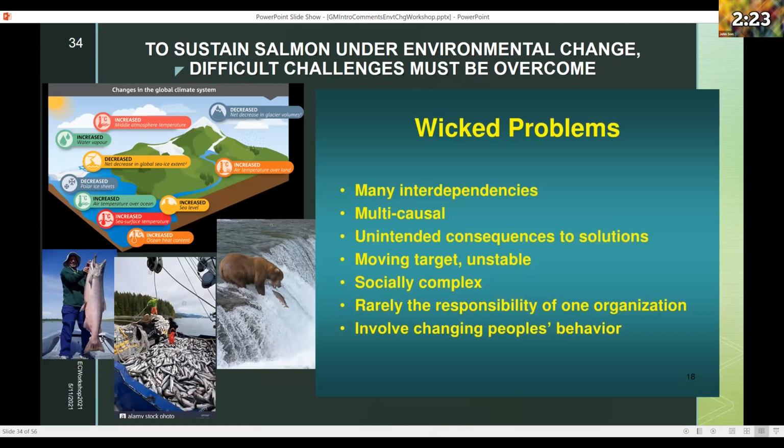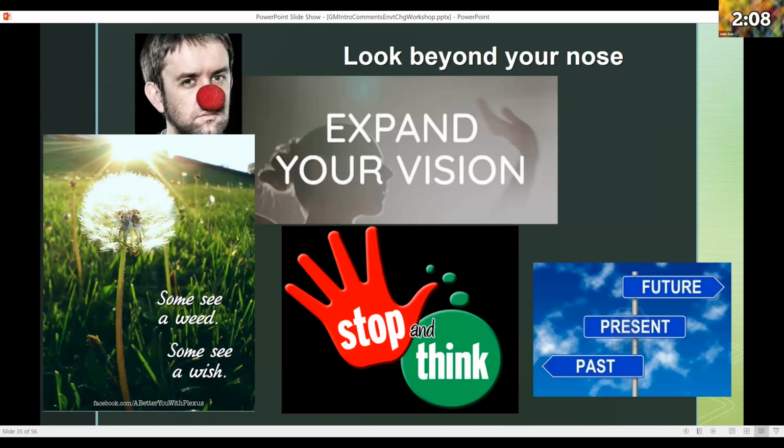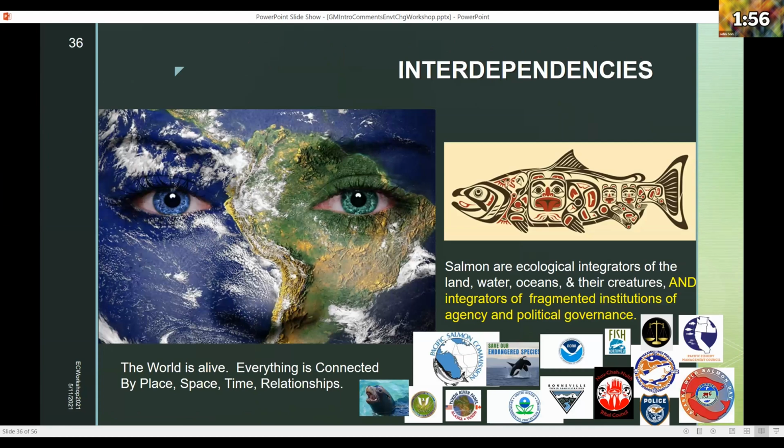To sustain salmon and environmental change, we're going to have to face some very difficult challenges, many of them being wicked, being interdependent, multi-causal, very socially complex, and involving changing people's behavior. We're going to have to look beyond our nose to extend our vision, to stop and think to the past, to the present, and to the future. And remember that we're dealing with interdependencies, that salmon are ecological and institutional integrators. They're ecological integrators of land, water, oceans, and their creatures, and integrators of fragmented institutions of agency and political governance.